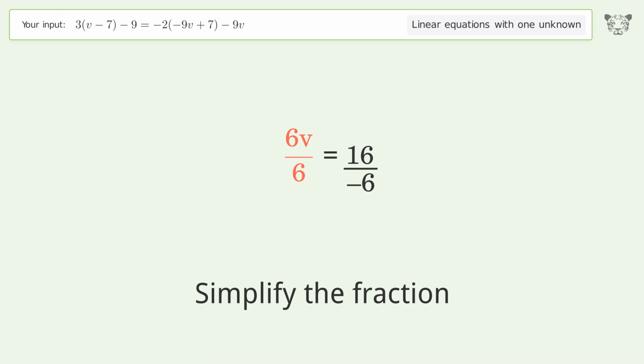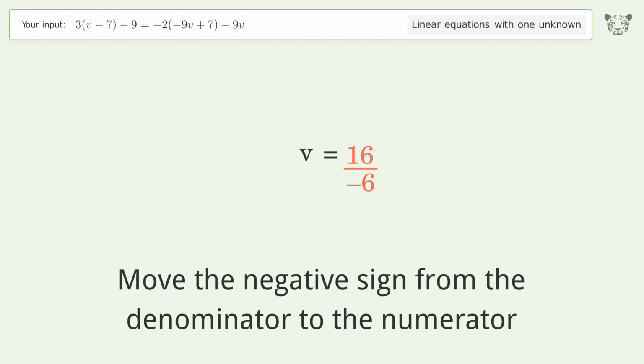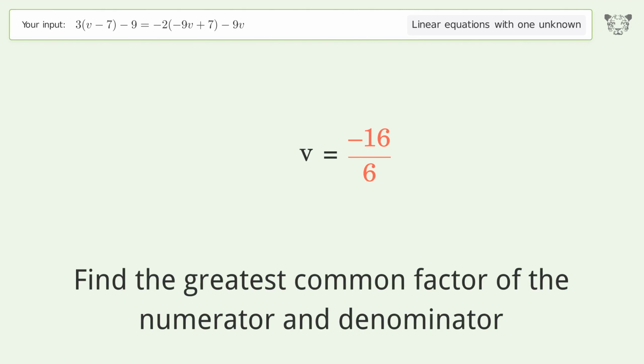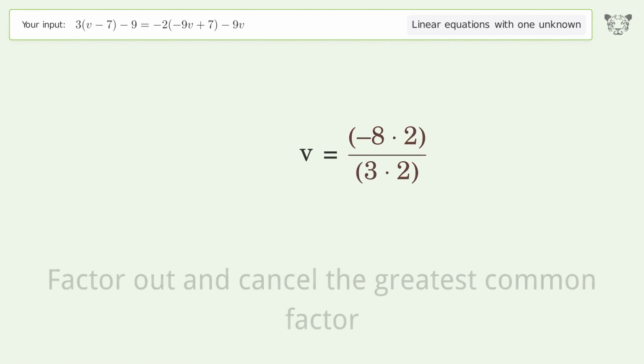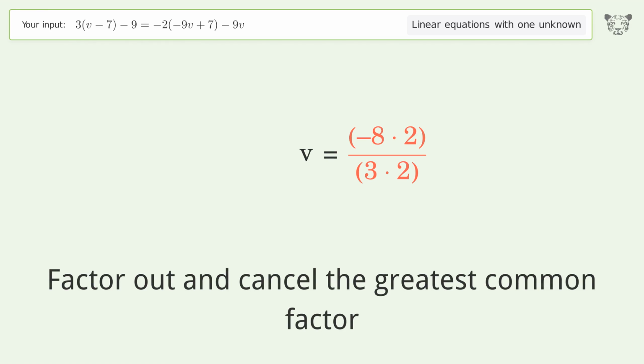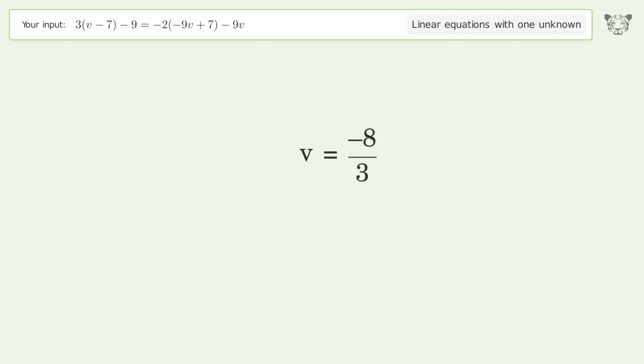Simplify the fraction. Move the negative sign from the denominator to the numerator. Find the greatest common factor of the numerator and denominator. Factor out and cancel the greatest common factor. And so the final result is v equals -8/3.